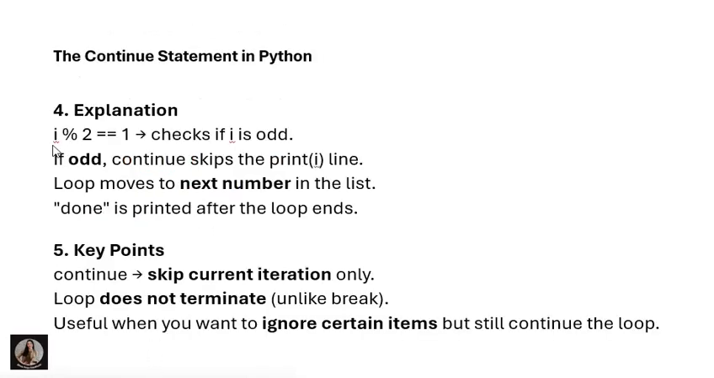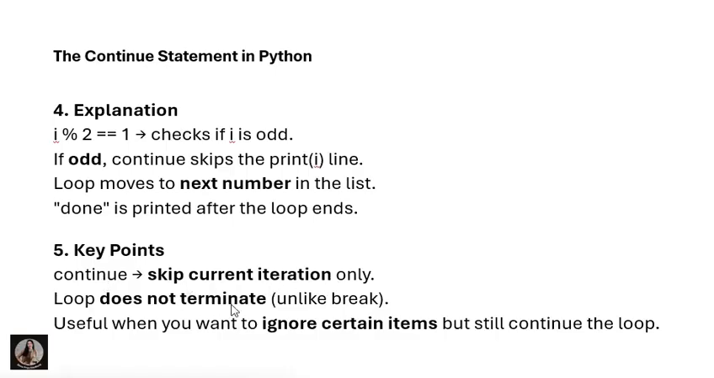In this example, i modulus 2 equal to 1 checks whether the number is odd or even. If it is odd, continue skips the print i line, and the loop moves to the next number in the list. It will skip the current iteration and move to the next iteration. Done is printed after the loop execution.